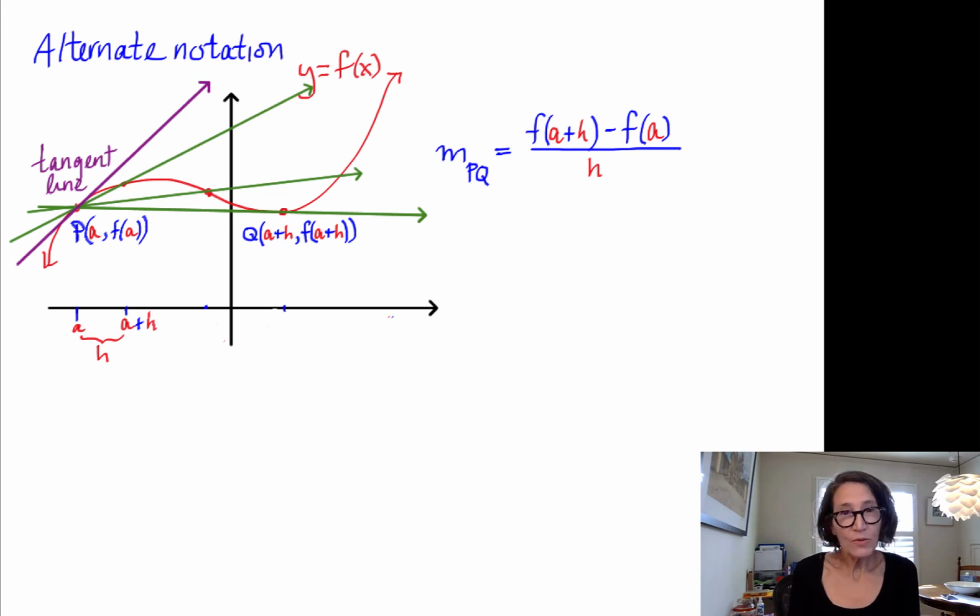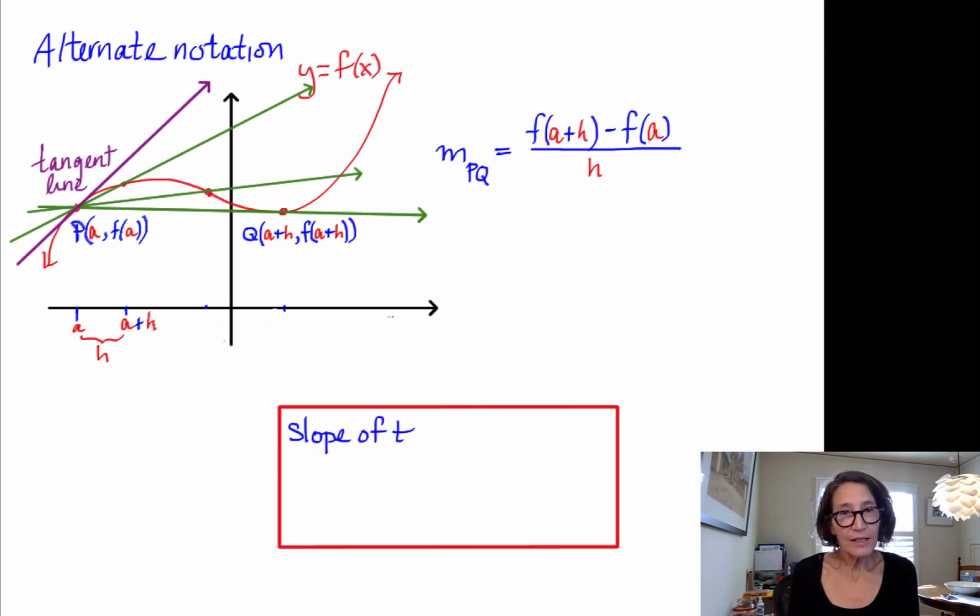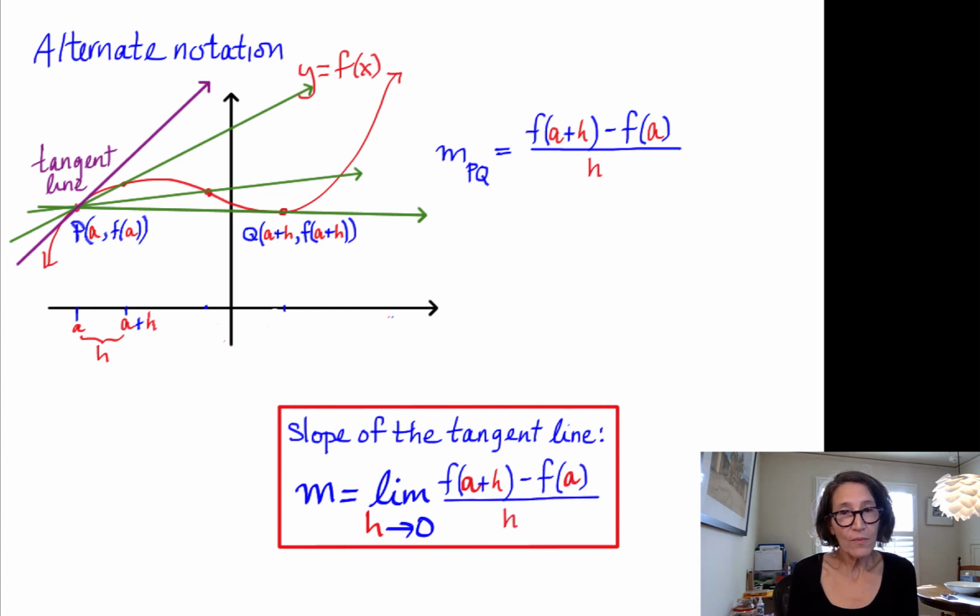So that means we can write the limit a little bit differently. The slope of the tangent line, if we use this alternate notation, is the limit as h approaches 0 of f of A plus h minus f of A all over h. So it's the change in y over the change in x, but remember the change in x is just that little distance h. All right, let's do an example using this notation.